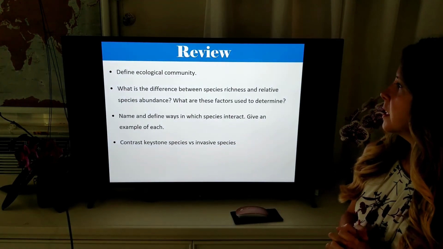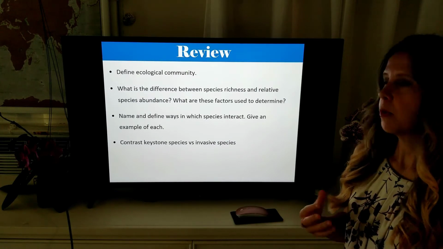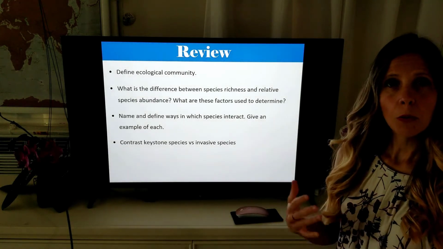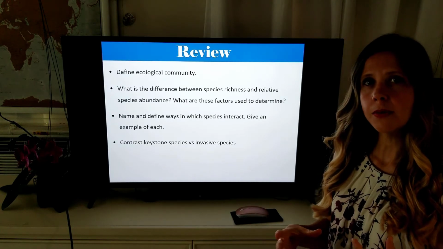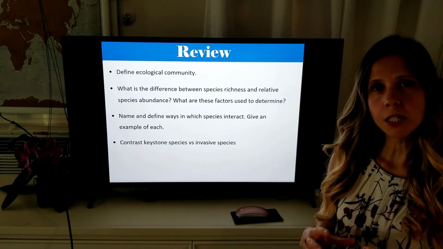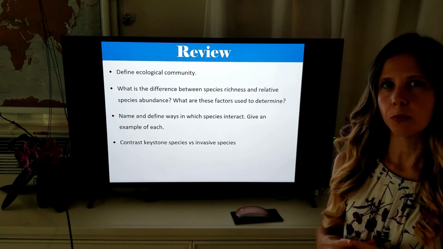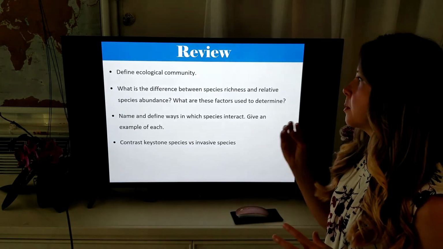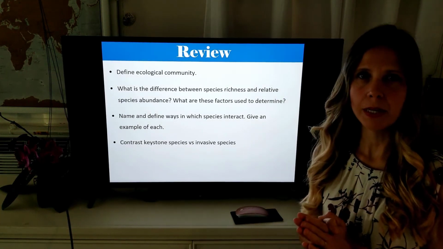What is the difference between species richness and relative abundance? And what are these factors used to determine? Well, these factors are both used to determine the diversity of a community. If we talk about species richness, this is the total number of species that we find in that community, whereas species abundance is the relative numbers that they appear in.